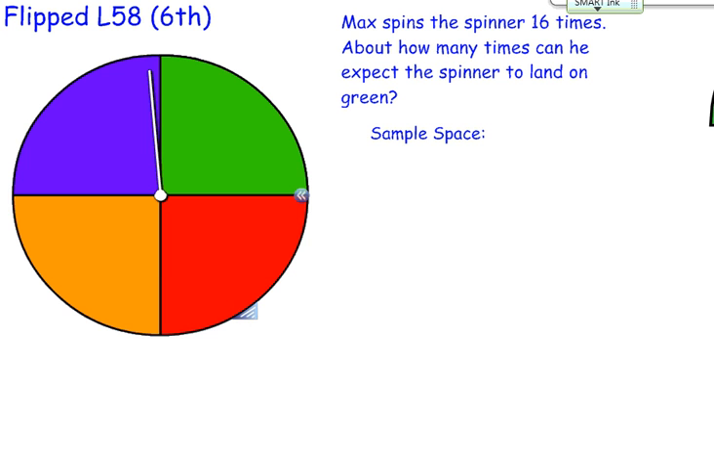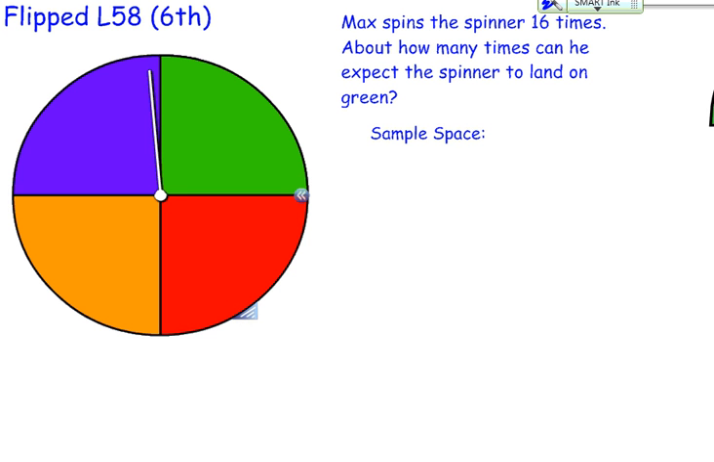Alright, let's look at our problem here. It says Max spins the spinner 16 times. About how many times can he expect the spinner to land on green? The first idea we want to look at is what's known as sample space. The sample space is also known as the number of outcomes. What are the possible outcomes? What answers could we get?